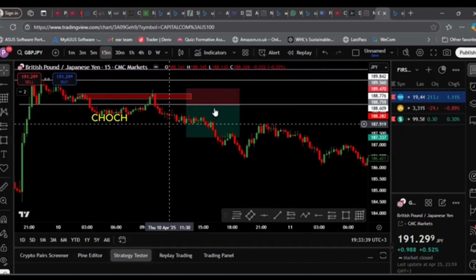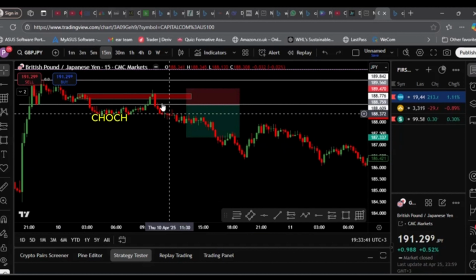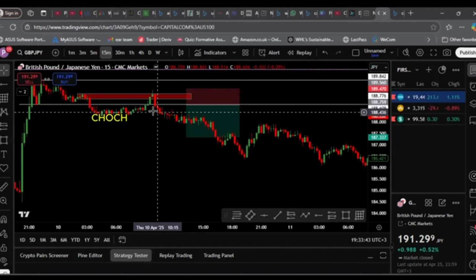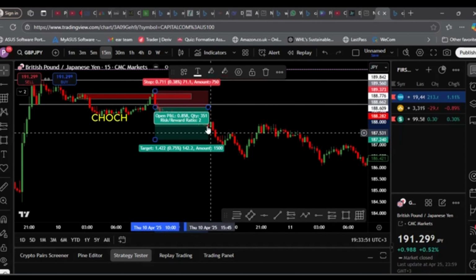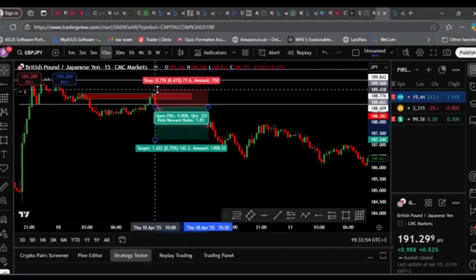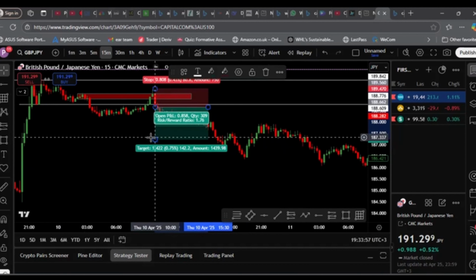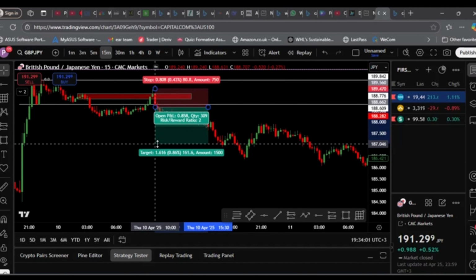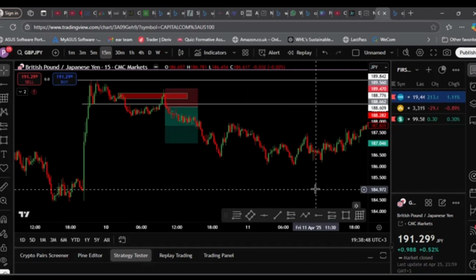We can place our sell order after the candlestick rejection here, and then the candle that followed after, and this area here. Then the stop loss goes above that candle, and target 1 to 2 risk reward. Just wait for the confirmations before you jump into the trade.